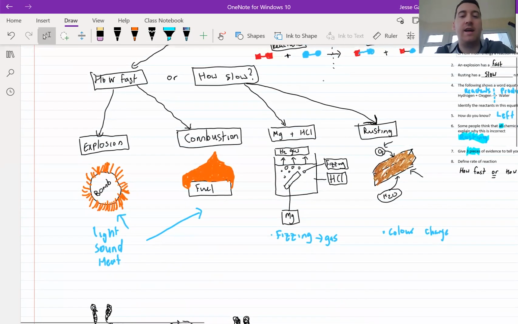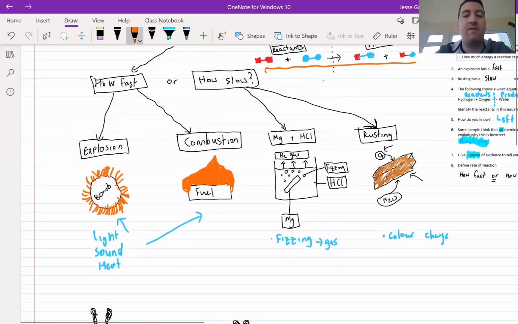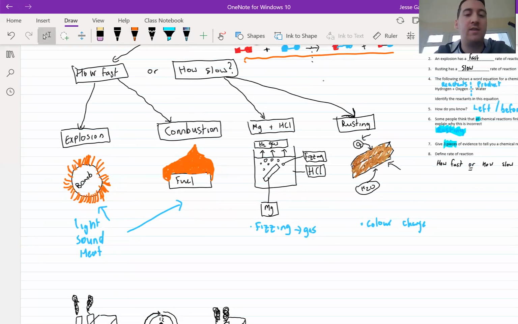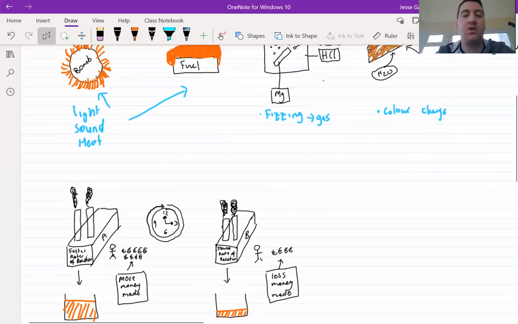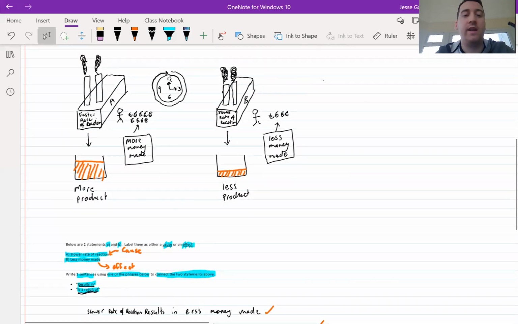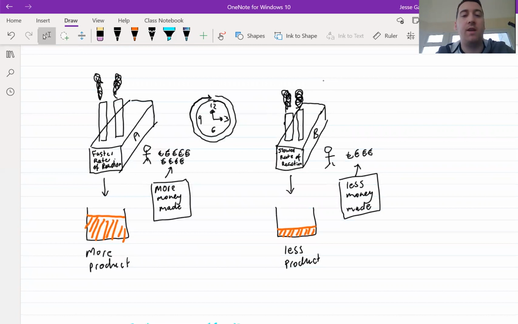We've learned that there is lots of evidence to tell us if a chemical reaction is happening. We can't see the atoms rearranging because they're just too small, but we can see evidence at eye level, like light, sound, heat, fizzing, color changes, all evidence of chemical reactions. And lastly, we've learned why chemical reaction is important in industry. Faster chemical reactions allow companies to produce more product, more medicines at a faster speed, make more money for themselves and help more people with their products, meeting the demand of the customers.